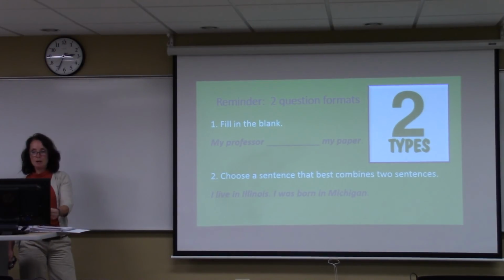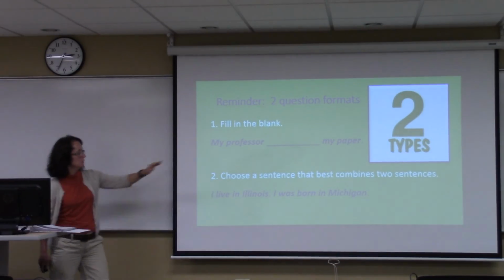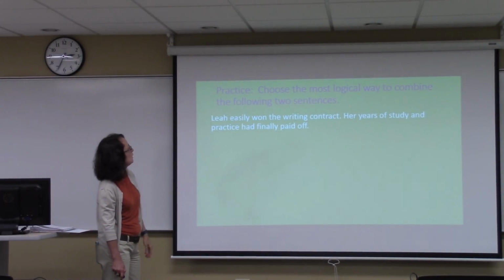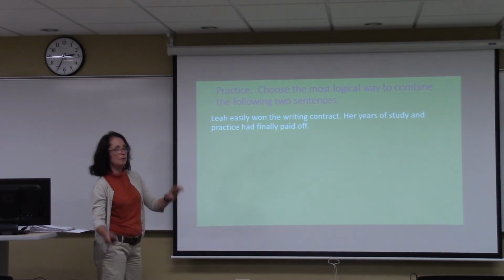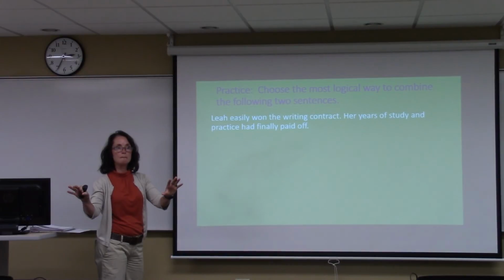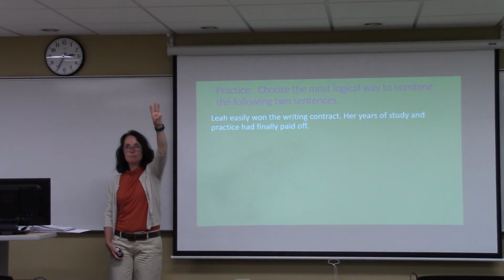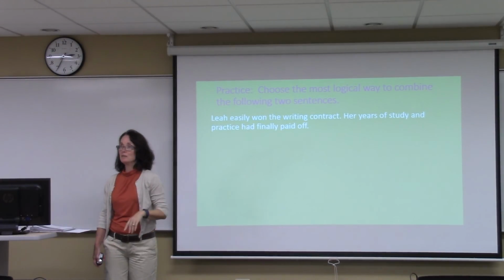Okay? All right. So the couple other question formats, remember we did some fill in the blanks and we did some sentence combining. Let's just do one more. Leah easily won the writing contract. Her years of study and practice have finally paid off. We've got two sentences. You guys told me there are three ways to connect them: semicolon, comma plus a big fanboy, and no comma with non-fanboys, right?